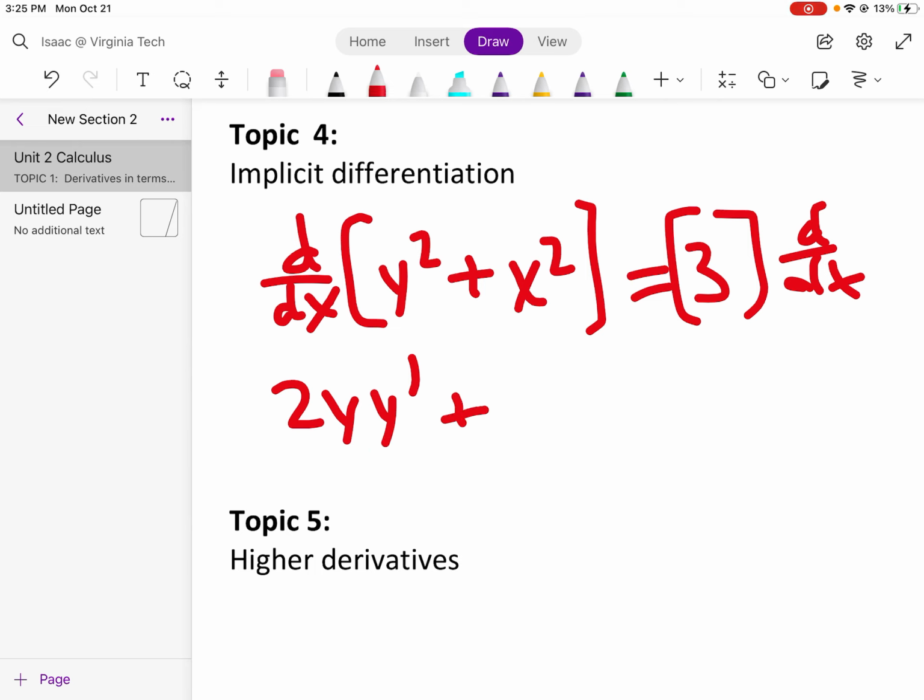Over here, we do 2x. Why not 2x times x prime? Because it was d/dx, so we don't have to worry about that. Over here, that's just a 0. So then, let's say you were trying to find y prime, you would just solve for y prime. So that's what implicit differentiation is.